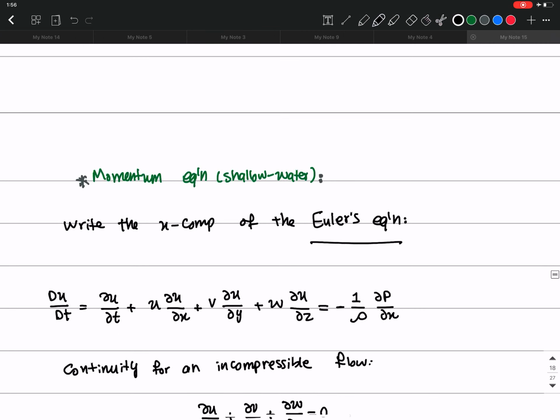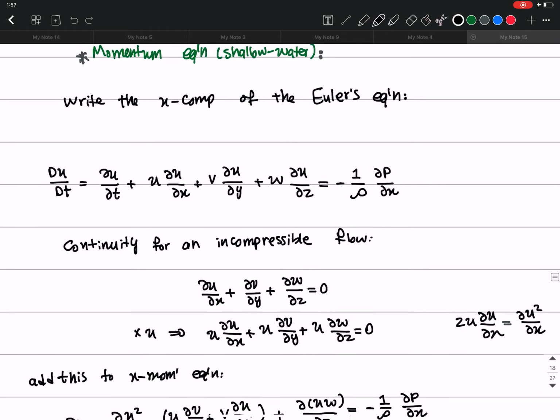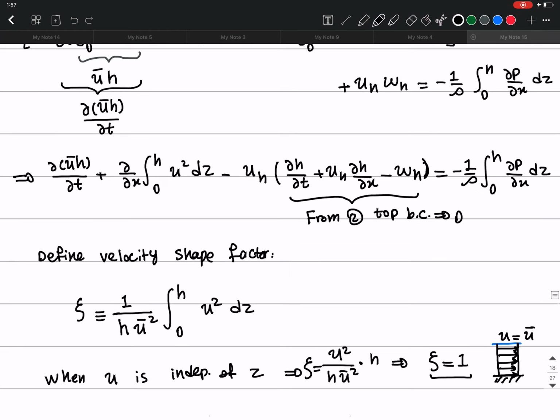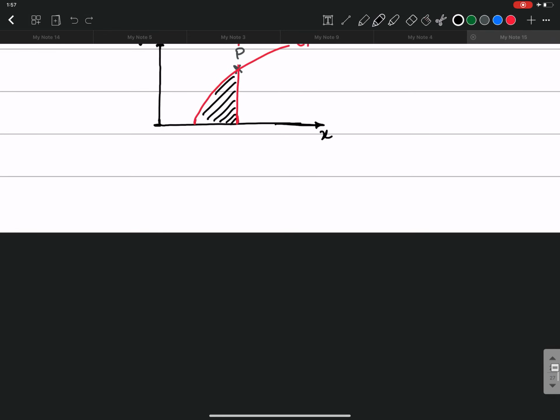And we assume that there is no viscosity. But in real world cases, we might have some viscous forces as well.